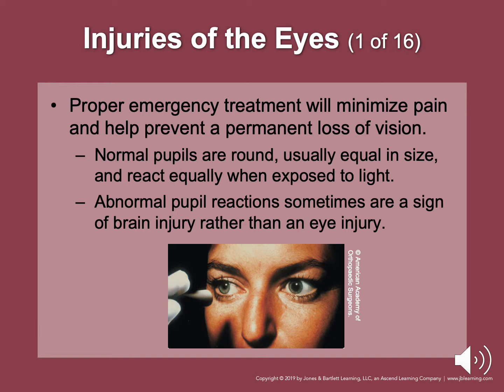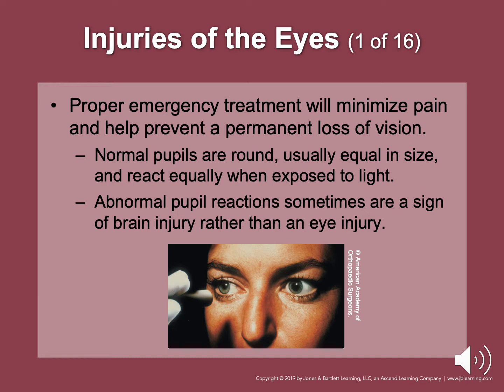After injury, pupil reaction or shape and eye movement are often disturbed. Abnormal pupil reactions sometimes are a sign of brain injury rather than an eye injury. So look for specific abnormalities or conditions that may suggest the nature of the injury.